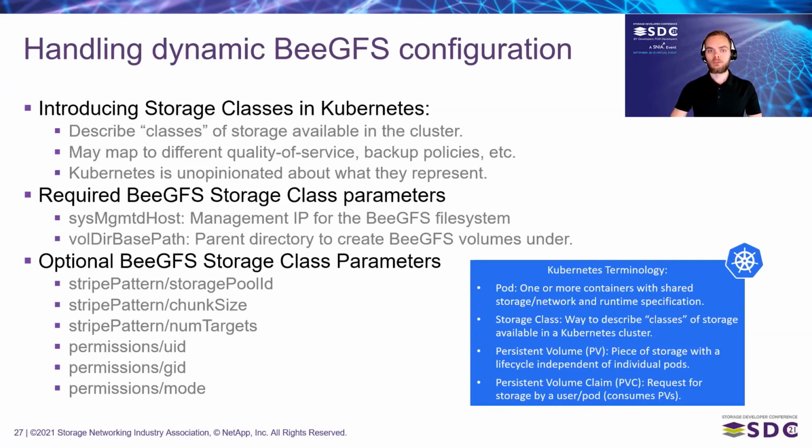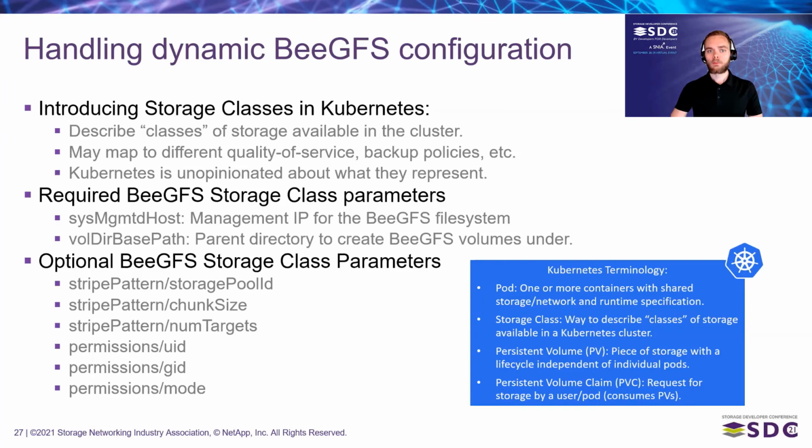There are two required BGFS storage class parameters. The first is the management IP for the BGFS file system. If you have multiple BGFS file systems you want to make accessible to Kubernetes users, you could do so with multiple storage classes. The second is the path to a directory in the file system where you want us to create subdirectories representing the BGFS volumes created from the storage class. If this path doesn't exist, we will take care of creating it.